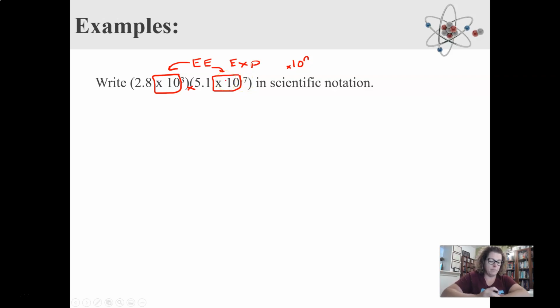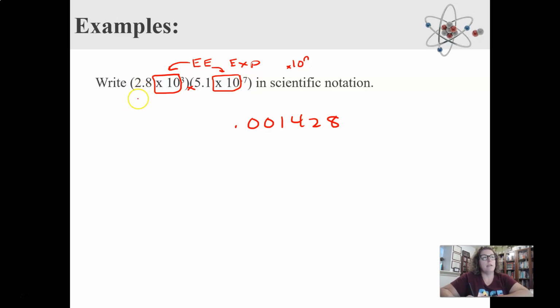So I'm going to plug it in, and let's see if we get the same thing. So 2.8, hit my E button, and then to the third, okay, so just plug in a 3, and then I'm going to multiply 5.1, hit my E button, and then that was -7. Okay, so when I plug this in, I'm going to get a small number, 0.001428.